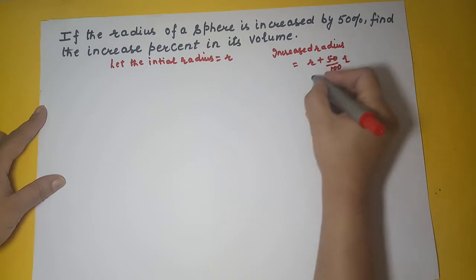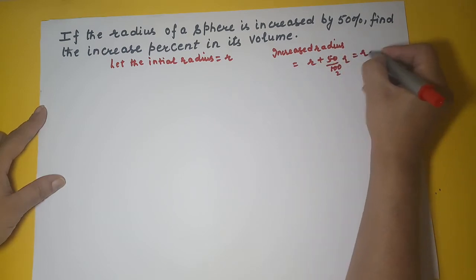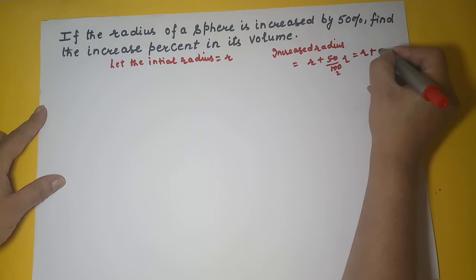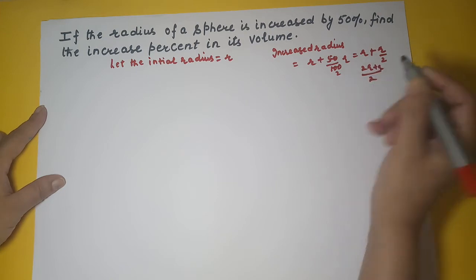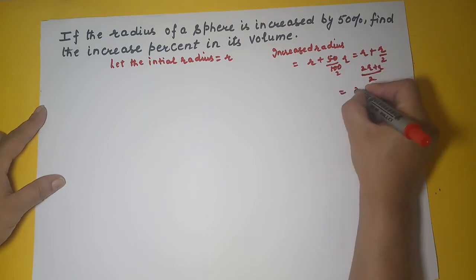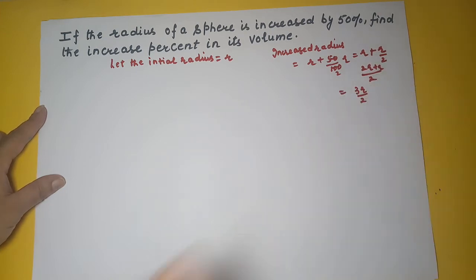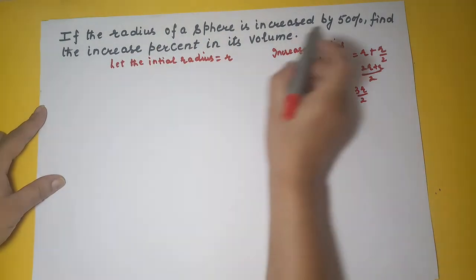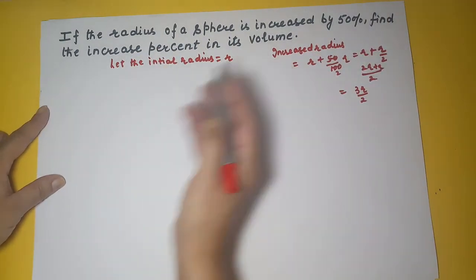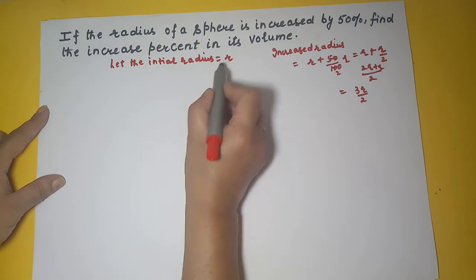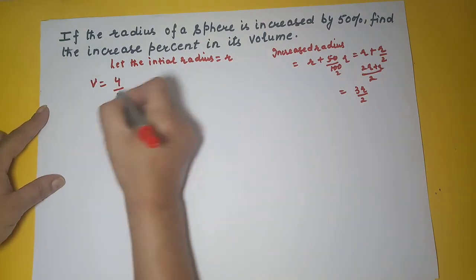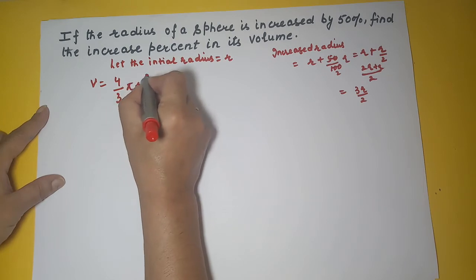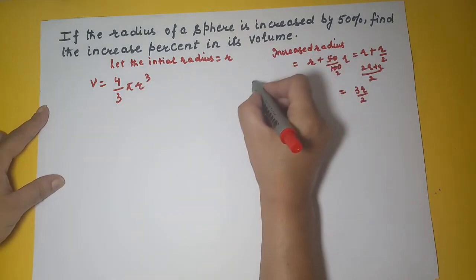This will go, so you have r plus r by 2. You can take 2 as LCM, 2r plus r. So your increased radius is 3r by 2, right? Now increase percent in its volume. Let's find the volume on this radius. So volume here will be 4 by 3 pi r cube, right? So let's find the volume here.